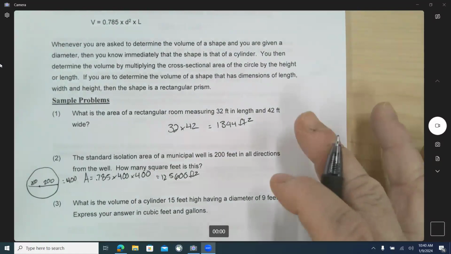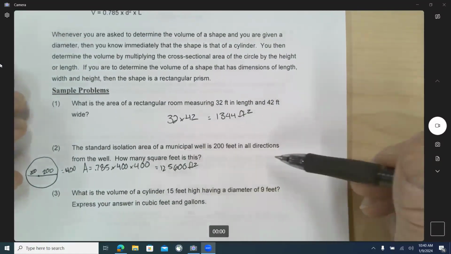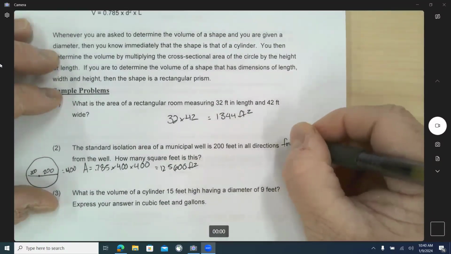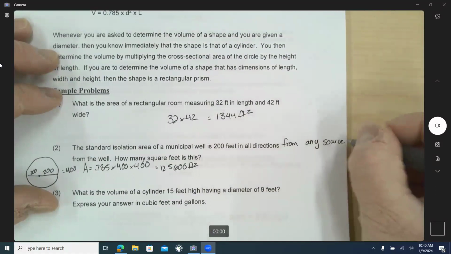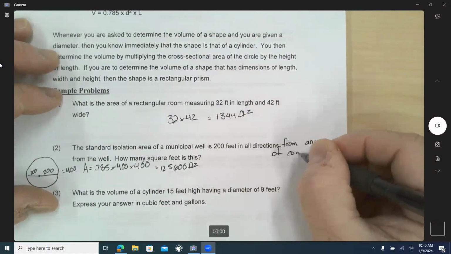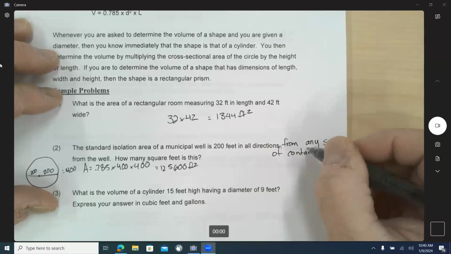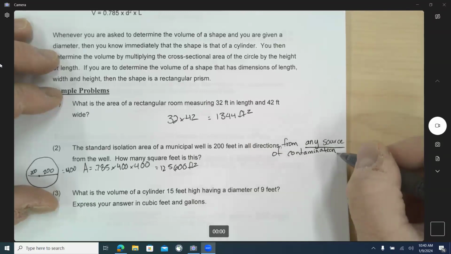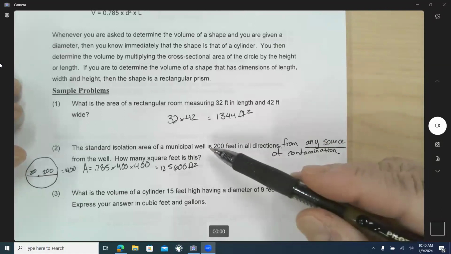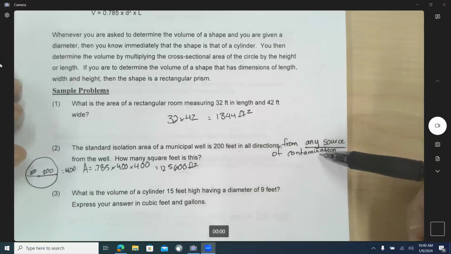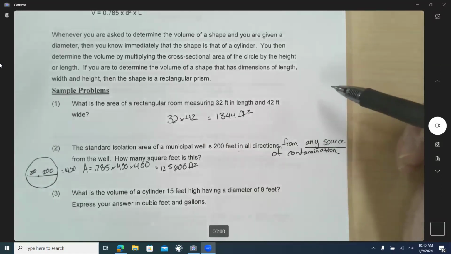And I also want to teach you something else while I have the opportunity to. The standard isolation area of the municipal well is 200 feet in all directions from any source of contamination. Keyword here is any source. This is a Safe Drinking Water Act question. Standard isolation area of a municipal well is 200 feet from any source of contamination. You can take that to the bank. I promise you that is not a lie.